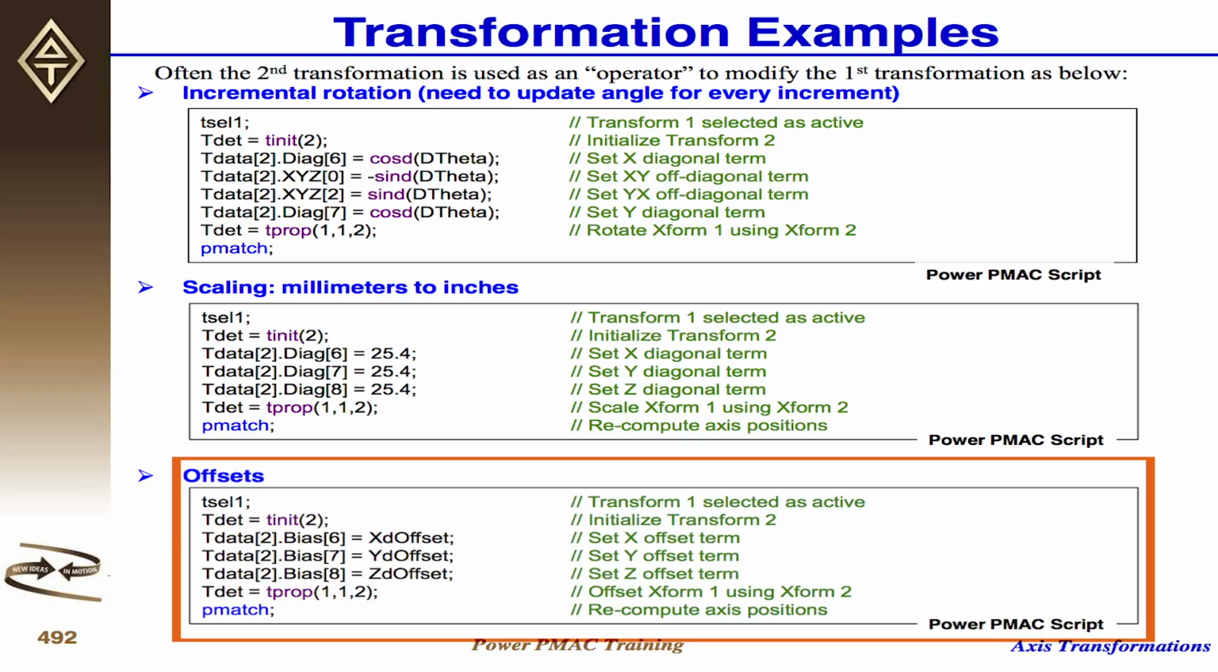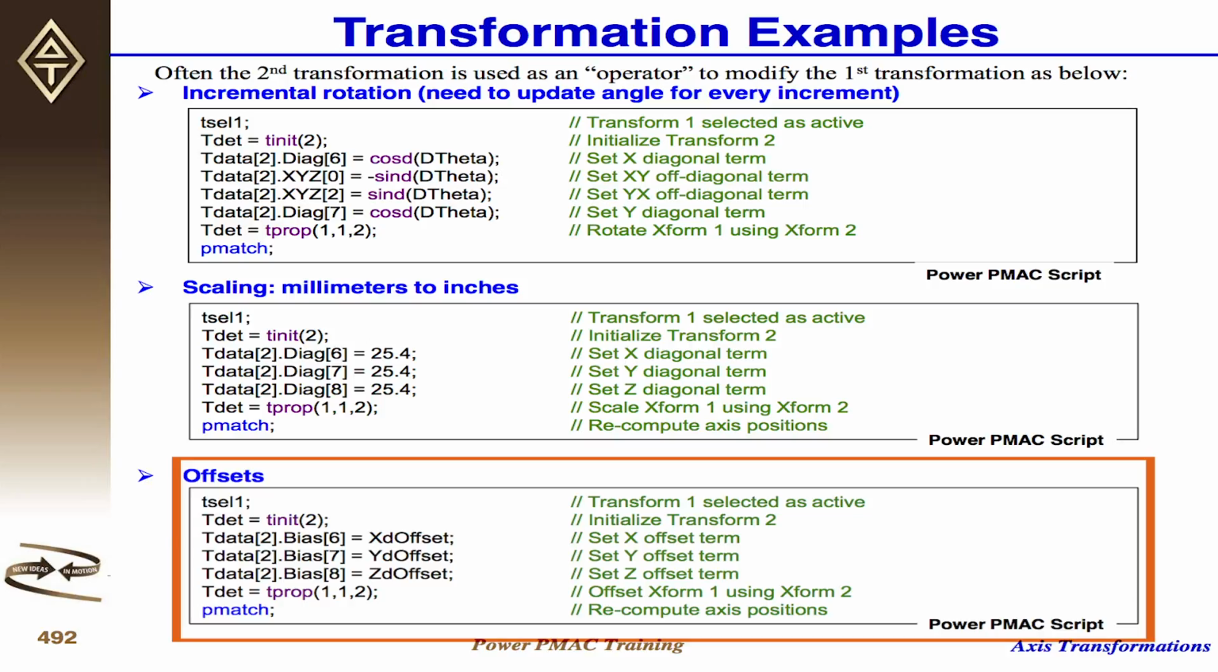See here, the P-match? That's because you want to match the current motor with the axis position. Meaning you have to make sure that it actually really goes through the process to give you the correct axis position result. Okay?